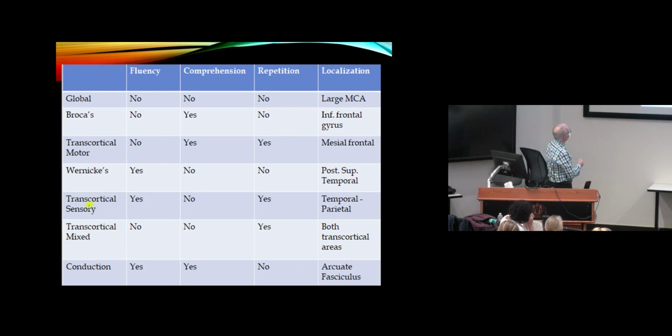Transcortical sensory, remember, looks a lot like a Wernicke's aphasia. They're fluent, but they don't understand. But the hard wiring, Wernicke's, arcuate fasciculus, Broca's, is intact, and so they can repeat sentences. So the good question to ask here is, how can someone who can't understand repeat a sentence? And that's a very good question.